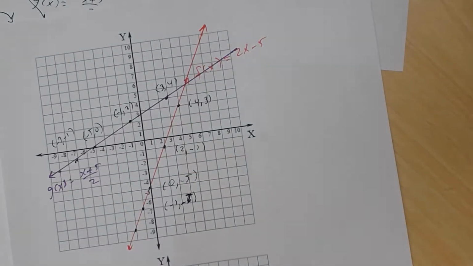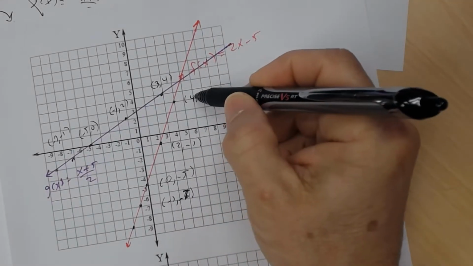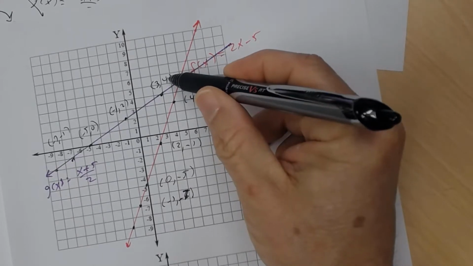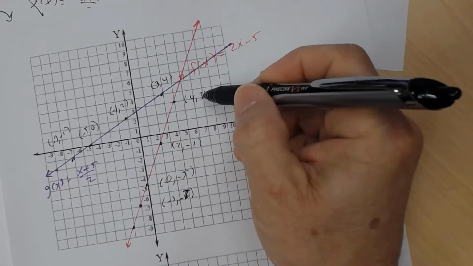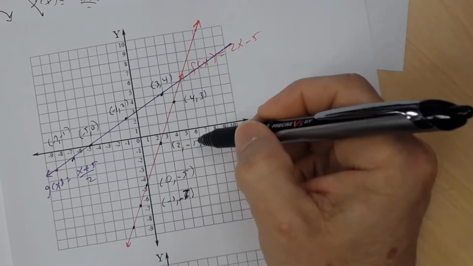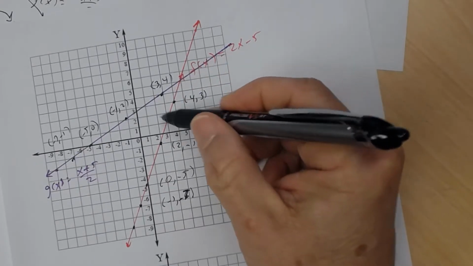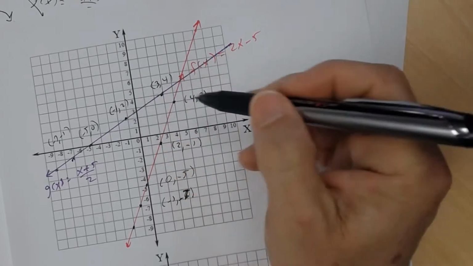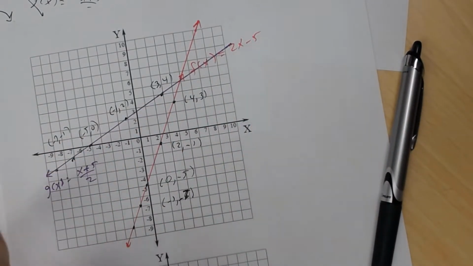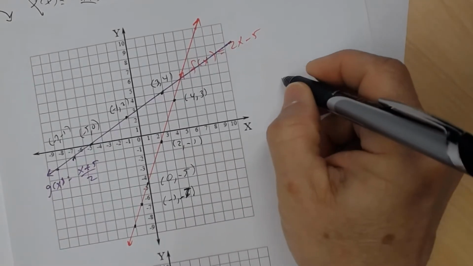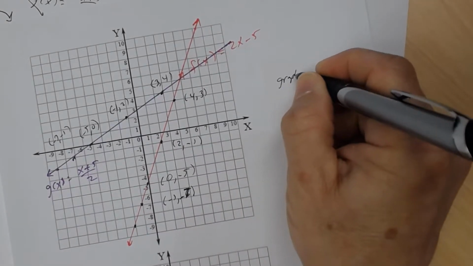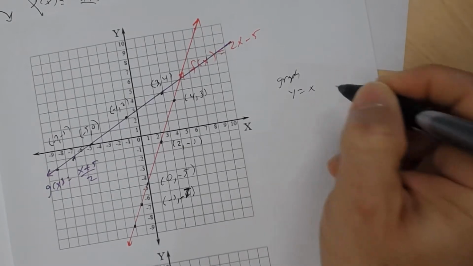Now, I want you to notice something about those two graphs. Remember a while ago we said that x becomes y and y becomes x? So look, this x value became the y value, and this y value became the x value. So y became x and x became y when you look at the inverse functions. So what I want to do now is graph the line y equals x.